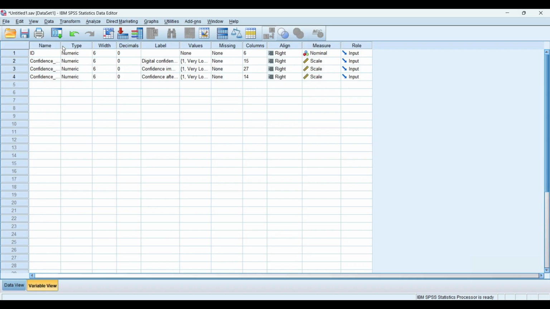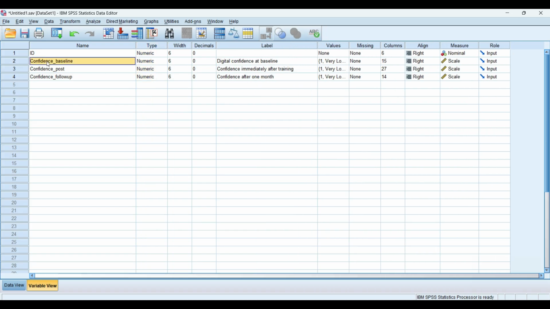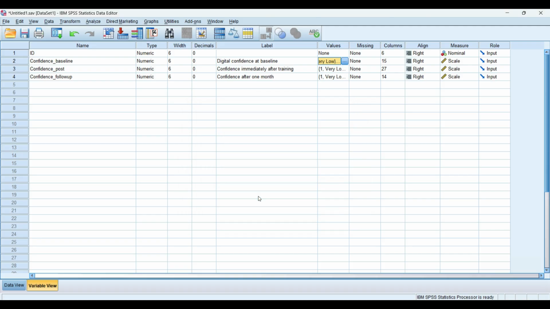So you can see here we coded the data and put the labels here. We put confidence at baseline, meaning mean digital confidence at the beginning, confidence post, confidence immediately after training, and confidence follow-up, confidence after 1 month. We coded the data as a 1 to 5 ordinal scale. So it means all three observations are interlinked, I mean they are related to each other. That's why we perform the Friedman test in SPSS.